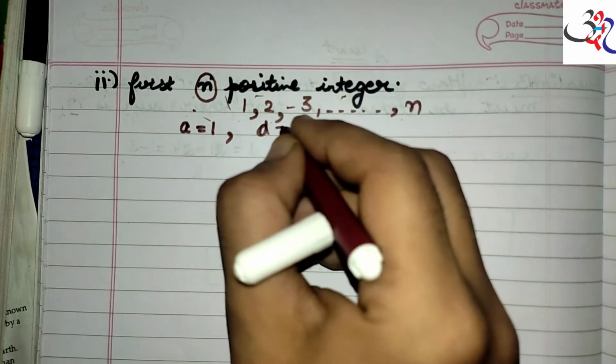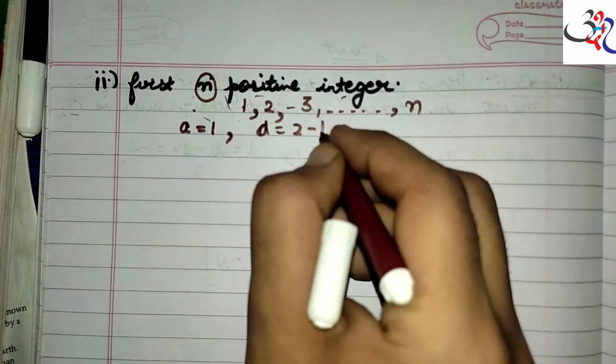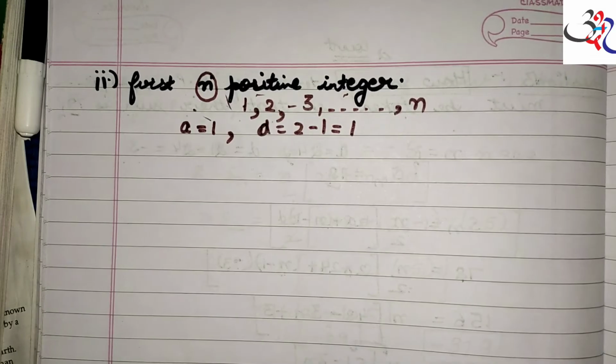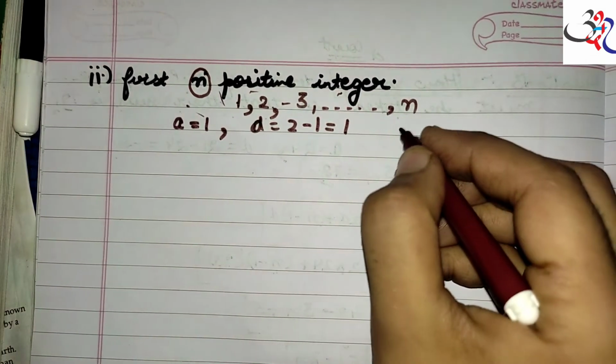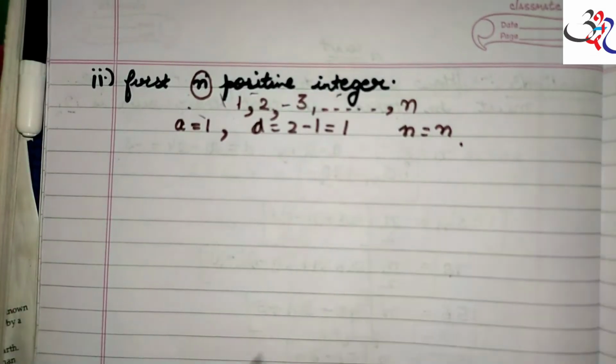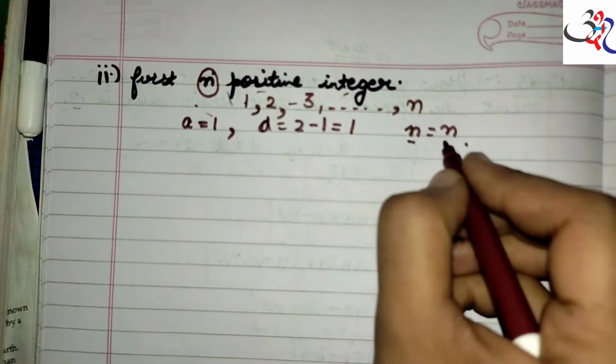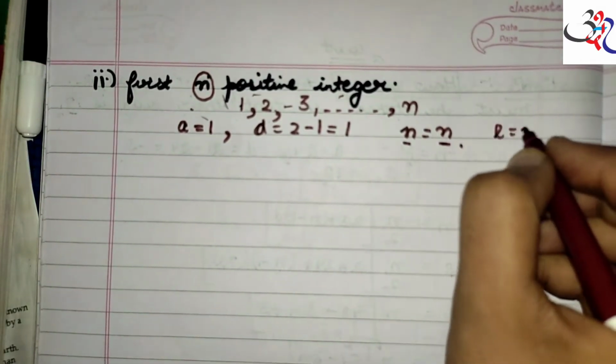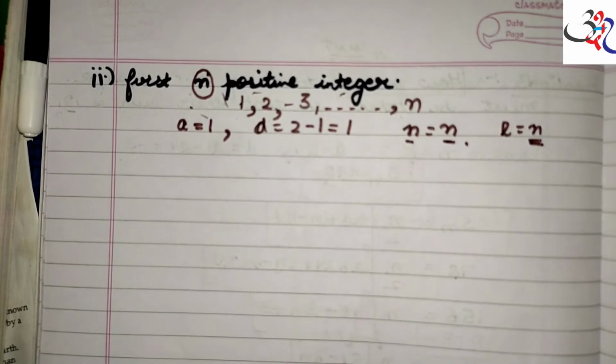And d will be equal to 2 minus 1, which is equal to 1, and n is my n only, right? So let us suppose this is my last term. L is equal to n.